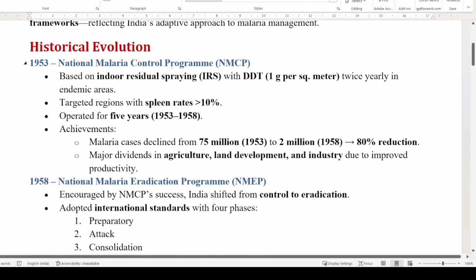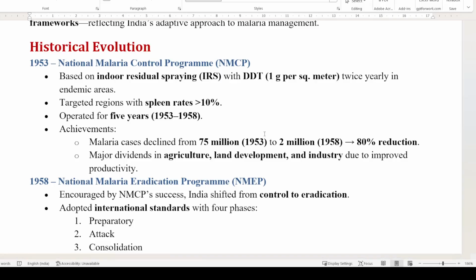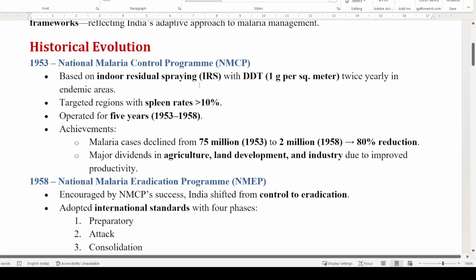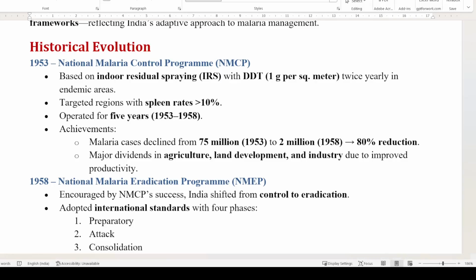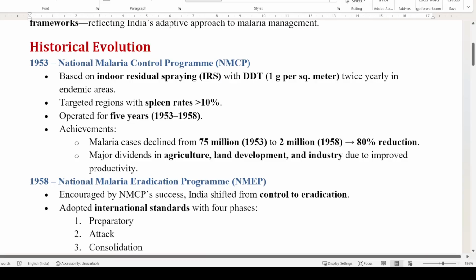Now we'll talk of historical evolution. It was launched as NMCP in 1953. It was based on indoor residual spraying with DDT twice yearly in endemic areas. It targeted regions with spleen rates of more than 10%. It operated for over 5 years, that is known as the 5 year national program, 5 year plan, that was 1953 to 1958.